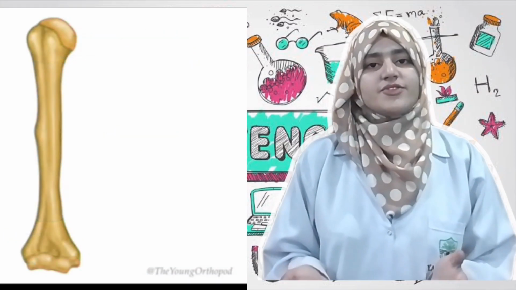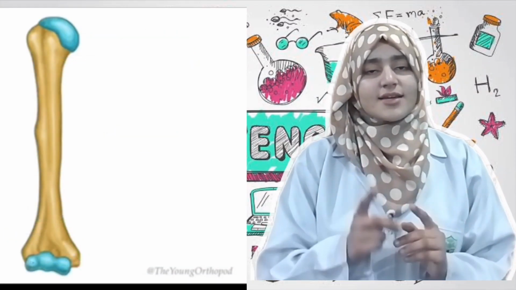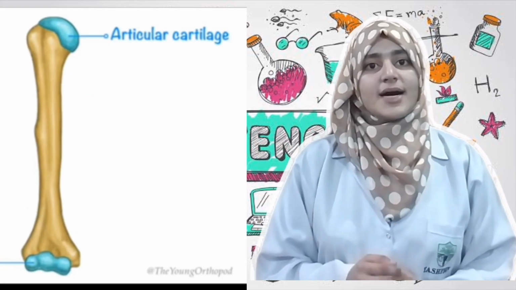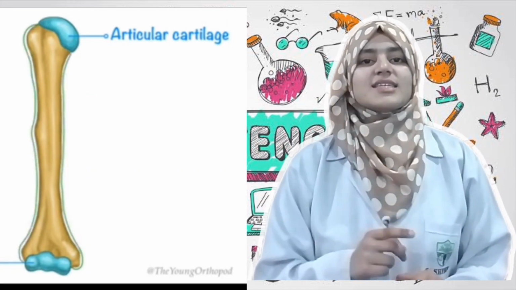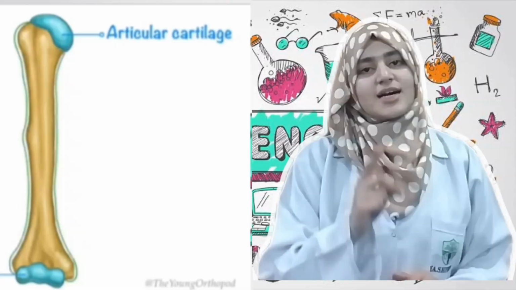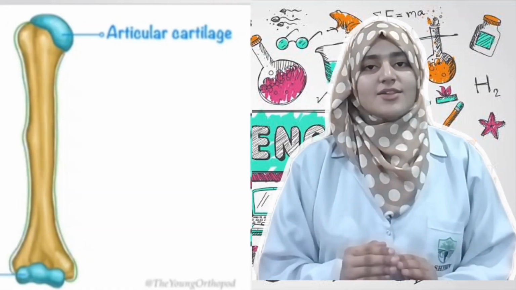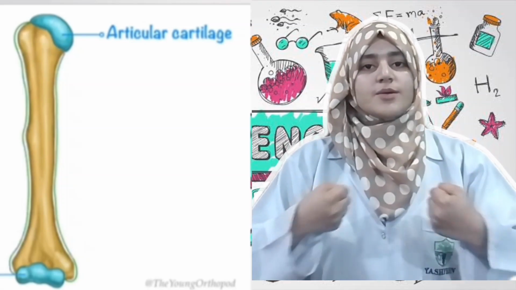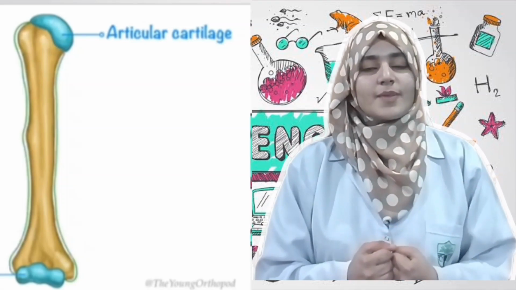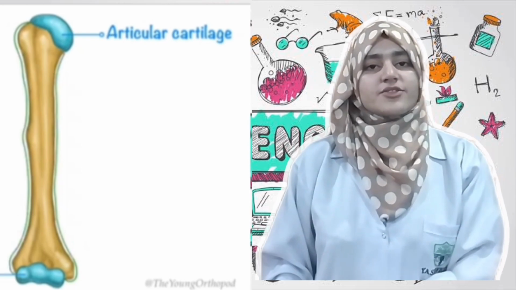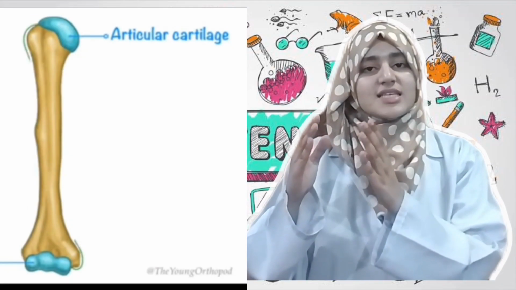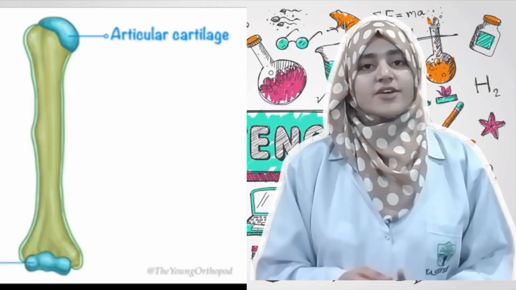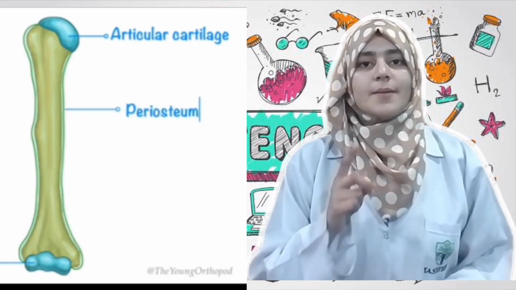The articular surfaces of the epiphysis are covered by articular cartilages. The articular cartilages provide an attachment between two different bones at the joint. The non-articular surface, you can say the rest of the bone, is covered by a thick connective tissue which is called periosteum.